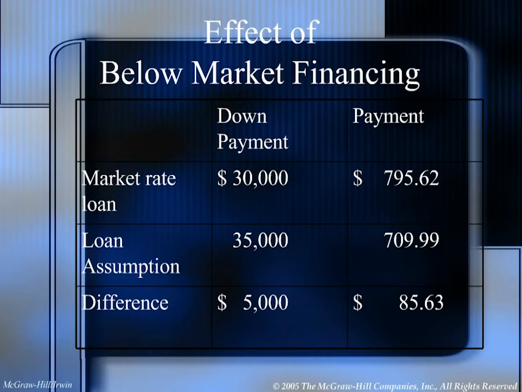$795.62. The assumed loan, the loan you could assume, would be $35,000. So you crank out the payment there, $709.99, and then see what the difference between them is. So on the assumption, you'd have the extra $5,000, but the payment difference is $85.63.